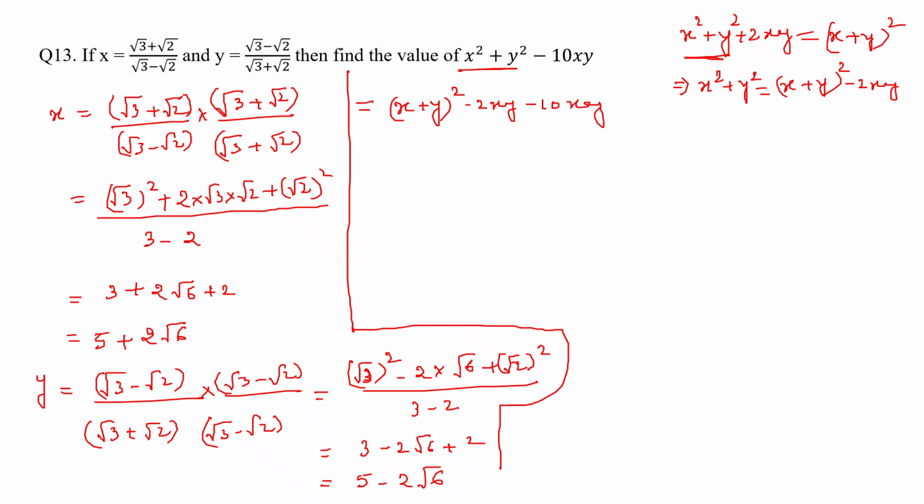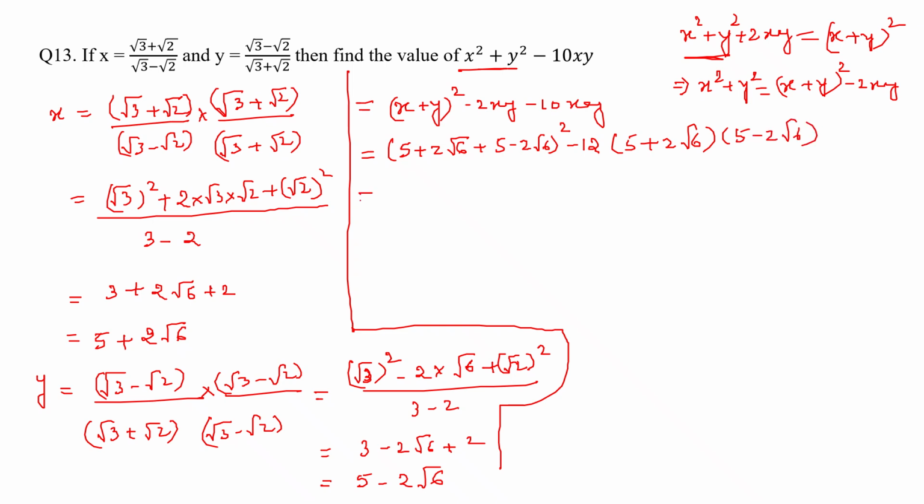So now what I will do, x plus y, I am going to put the value because I have x also, I have y also, isn't it? Okay, so we have x value as 5 plus 2 root 6 and y value as 5 minus 2 root 6. So whole square, because it is x plus y whole square, minus 2xy minus 10xy is minus 12xy. So minus 12, x is 5 plus 2 root 6 and y is 5 minus 2 root 6.